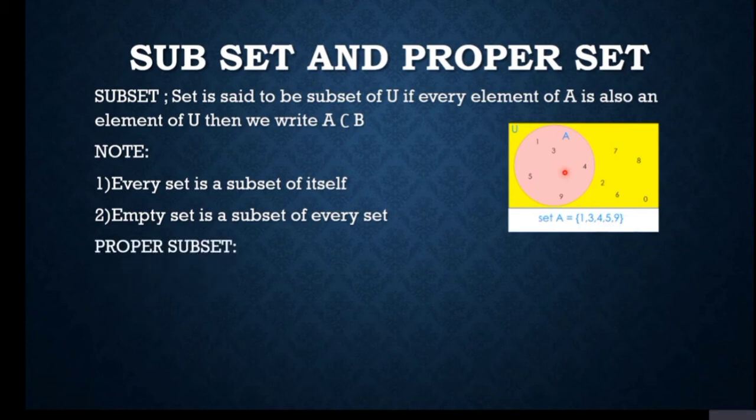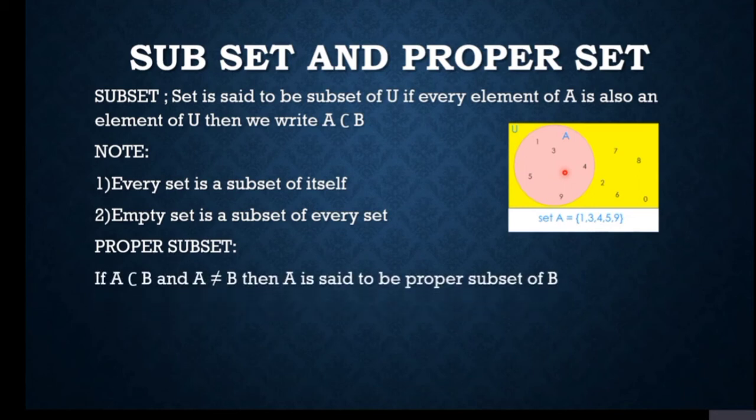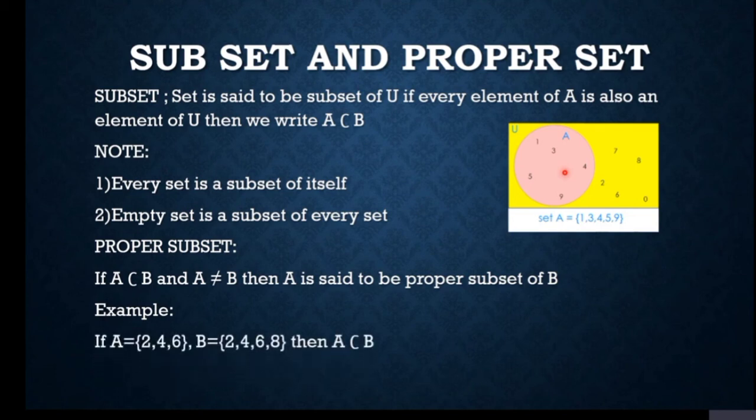Next, proper subset. If A is a subset of B and A is not equal to B, then A is said to be a proper subset of B. Here A is inside the set B and A is not equal to B. So then A is said to be a proper subset of B. Example, here A is equal to 2, 4, 6 and B is equal to 2, 4, 6, 8. Then A is a subset of B.